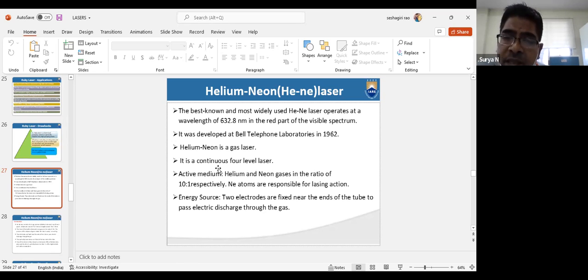In that scenario, if you take this gas laser, that is the helium neon laser, the active medium is helium and neon gases. The active medium is taken as a combination of helium and neon gases in the ratio of 10:1 respectively. So helium is taken 10 times and neon 1 time. The atoms that are responsible for lasing action are the neon atoms.